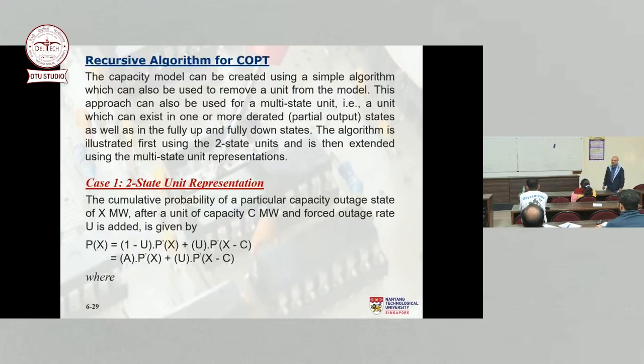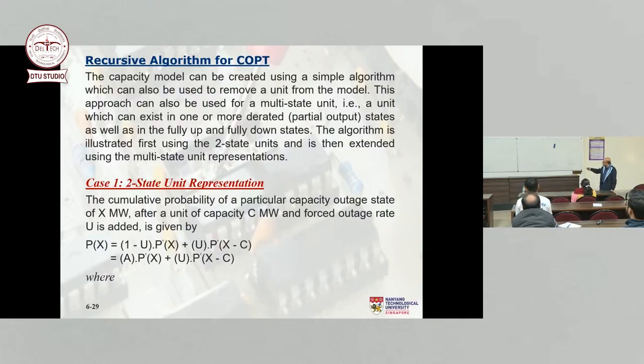So now we come to this recursive algorithm. We can do binomial, we can use non-binomial for small systems, but what if the system has hundreds of generators? We need something more. So that's why this recursive algorithm was developed to obtain the COPT. It can have any number of generators, and you can program this recursive algorithm very easily. So for this recursive algorithm, we start with the 2-state first, and then we'll go on to the multi-state, okay? Obviously we want to start with the simpler case rather than the more difficult case.